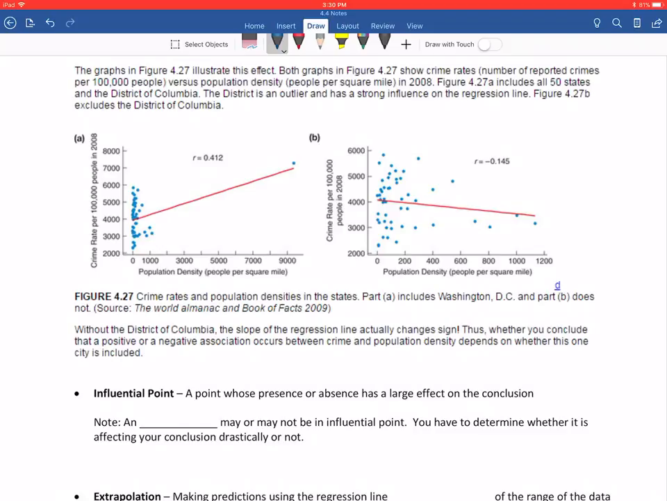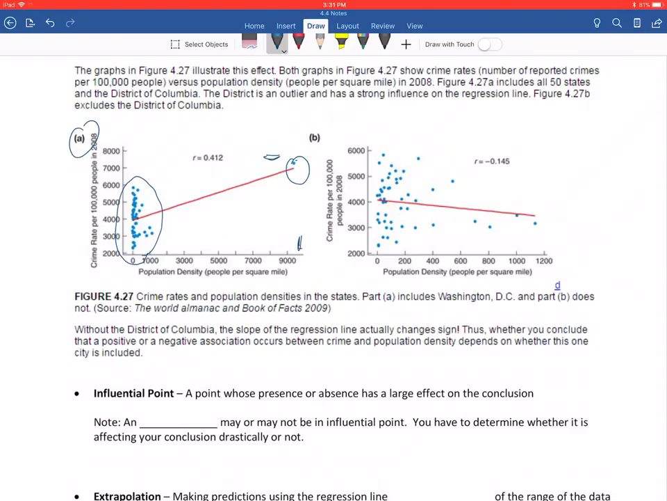Okay, so here we have an example about outliers. Both of these two scatter plots show basically the same information, but they look very different. So this first graph over here, graph A, has a point plotted for every one of the 50 states and also the District of Columbia. And it's comparing the population density against the crime rates. So these are the 50 states, and this is the District of Columbia out here.